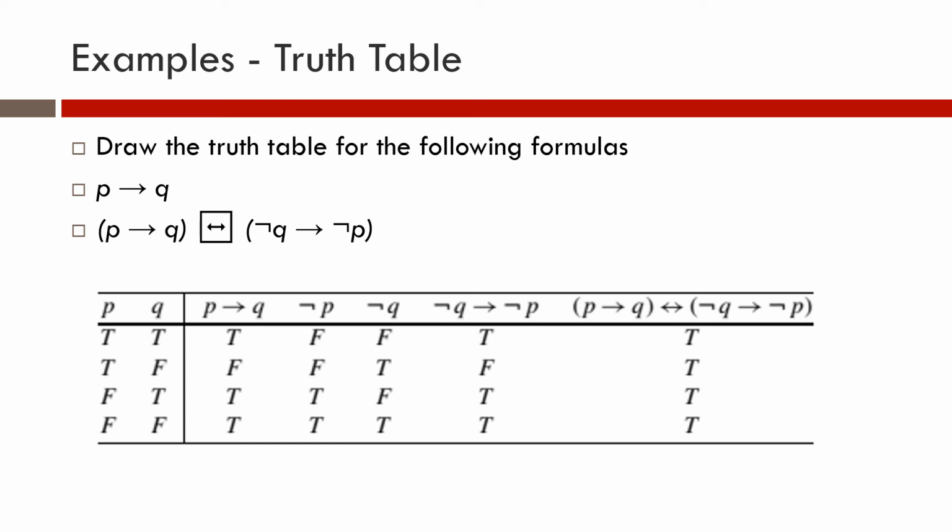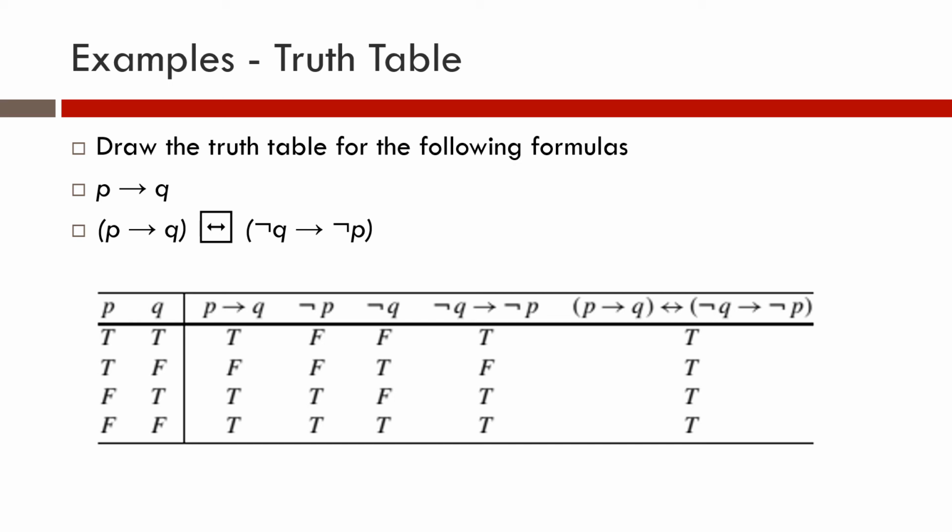So you can see that the negation of P will be just the not of P. If P is true, it will be false. If P is false, it will be true. Same is the case for negation Q. Again, when we come to negation Q implies negation P, it will be false only when negation Q is true and negation P is false. In all other cases, it will be true.